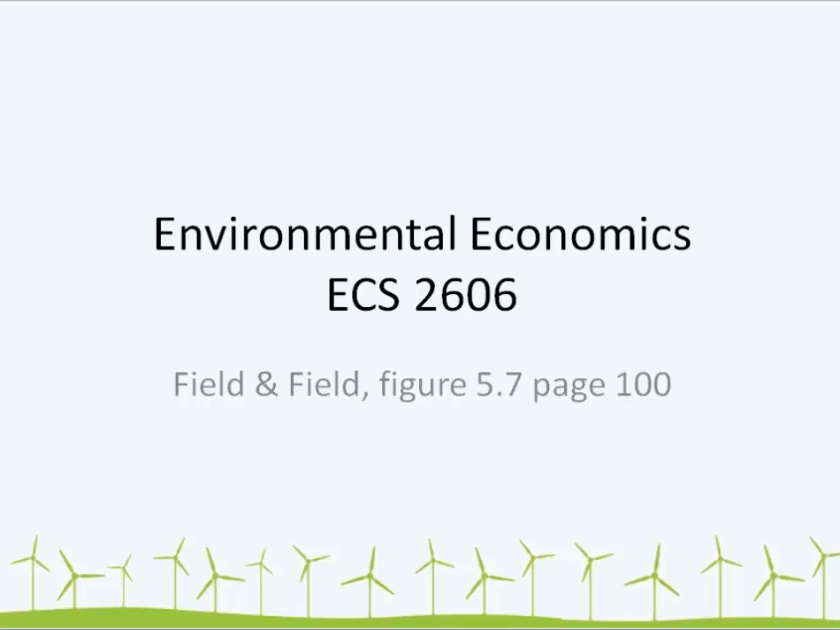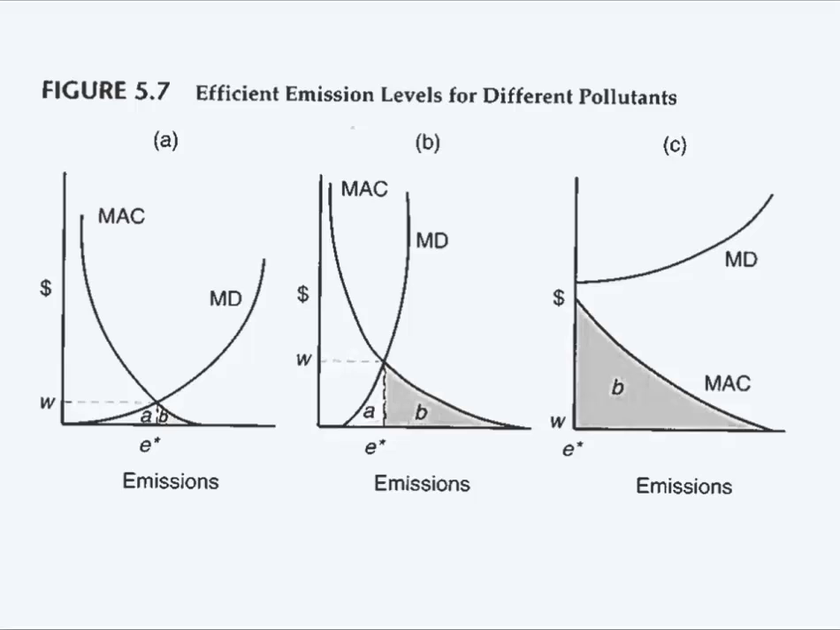You're looking at figure 5.7 on page 100 of your textbook. This graph tries to show three different situations for different pollutants, and because it has different shaped marginal abatement cost and marginal damages curves, this causes the efficient level of emissions, which is in each case shown with E star, to be at quite different levels.